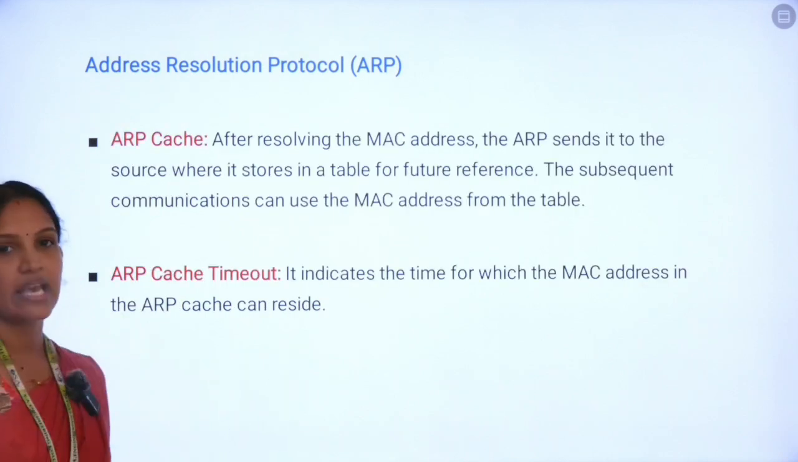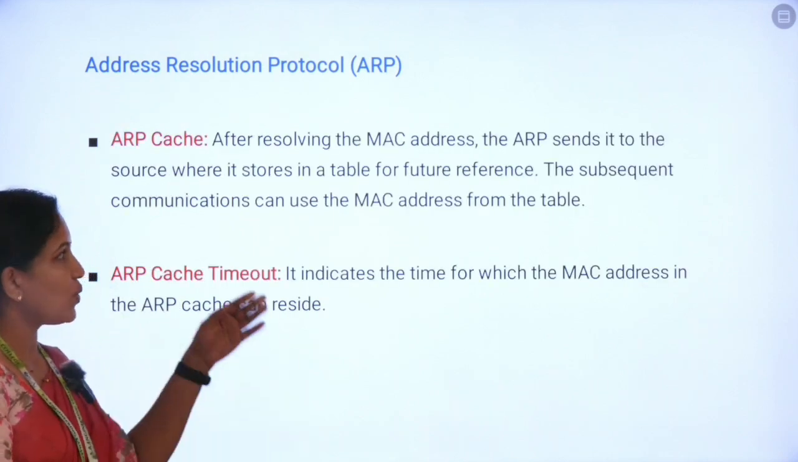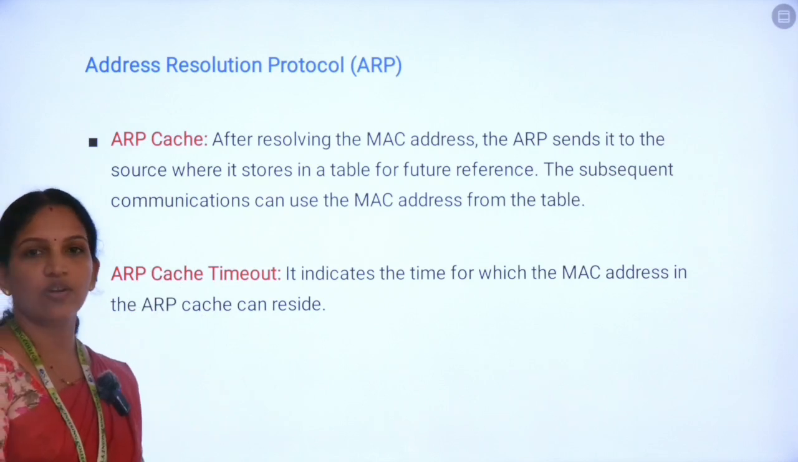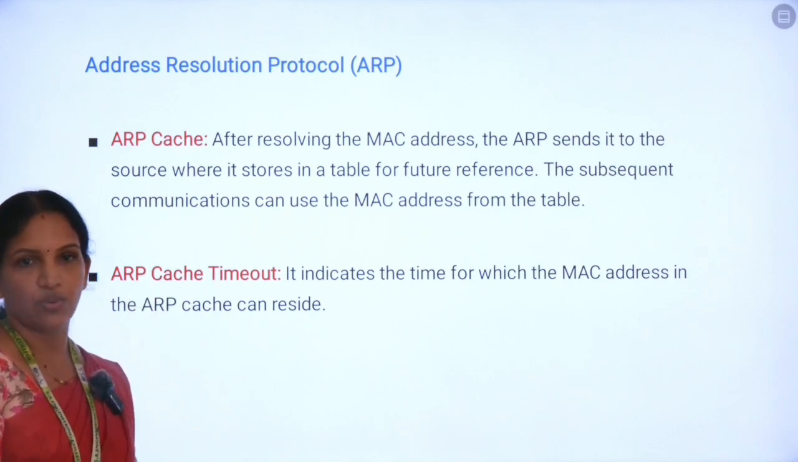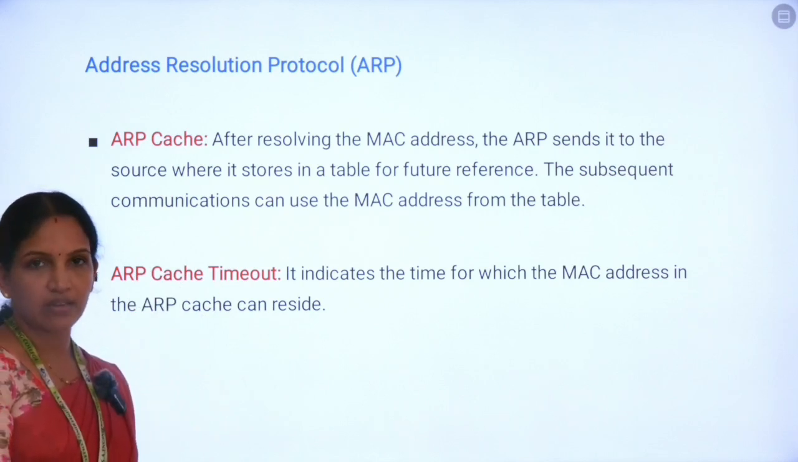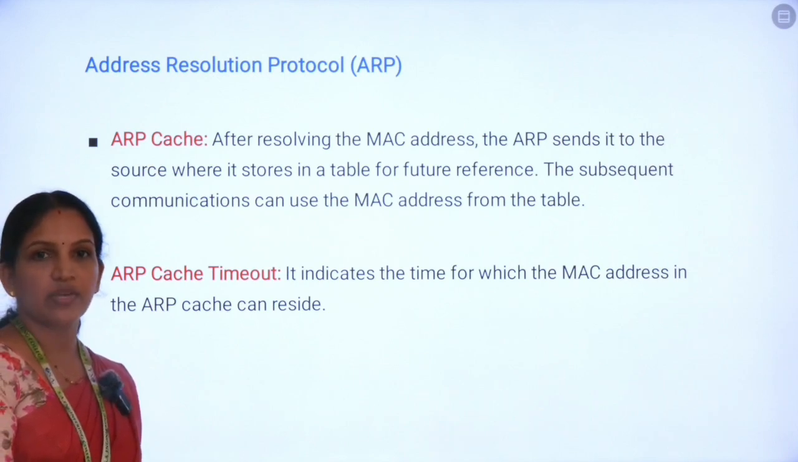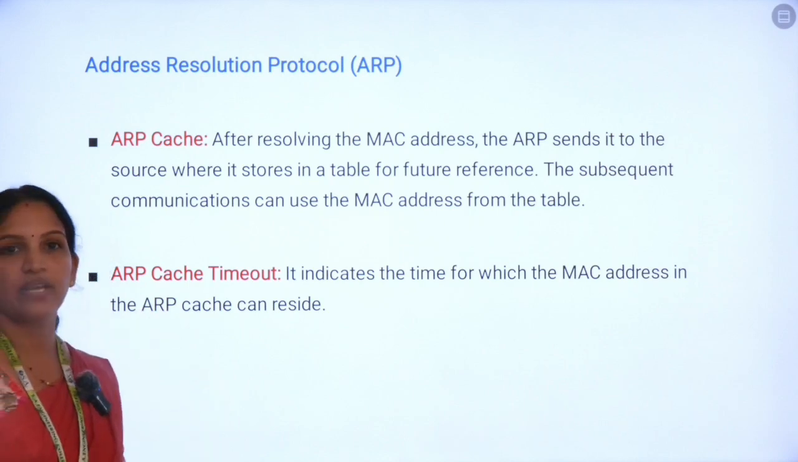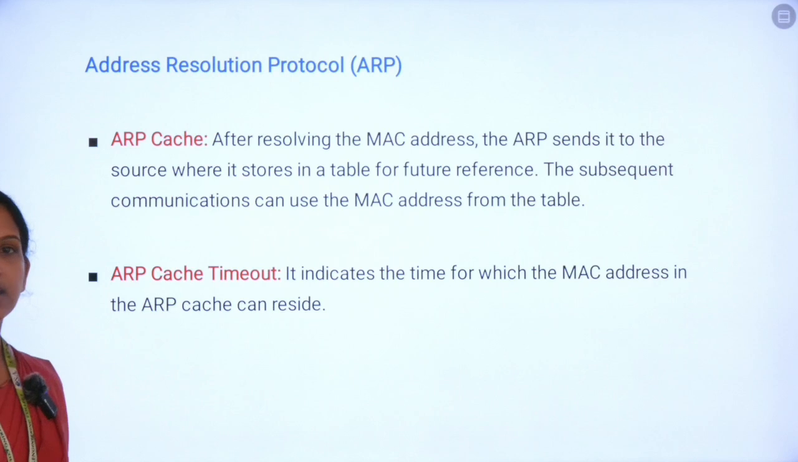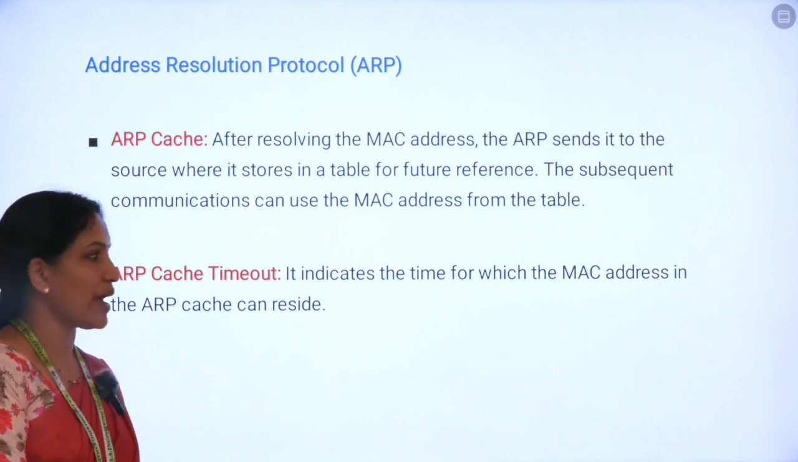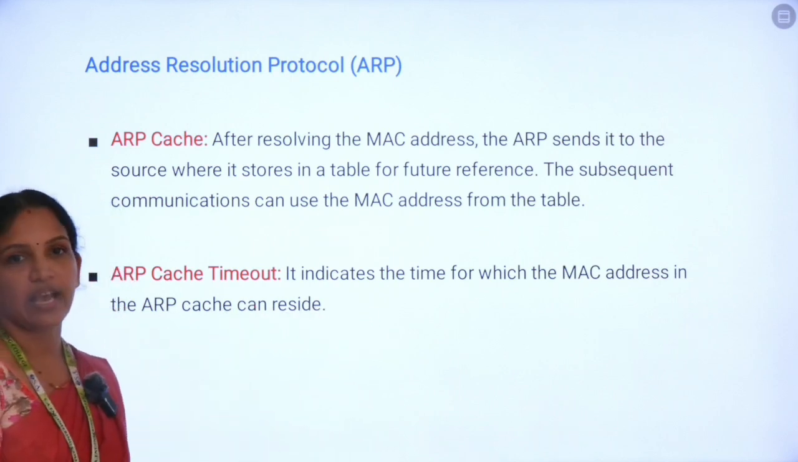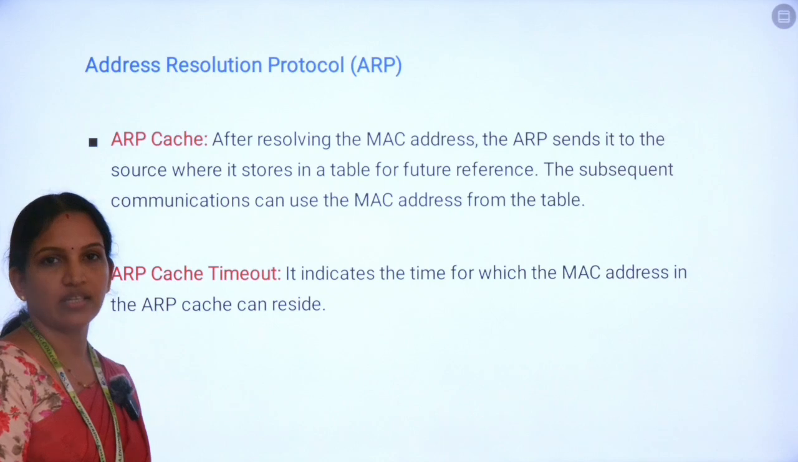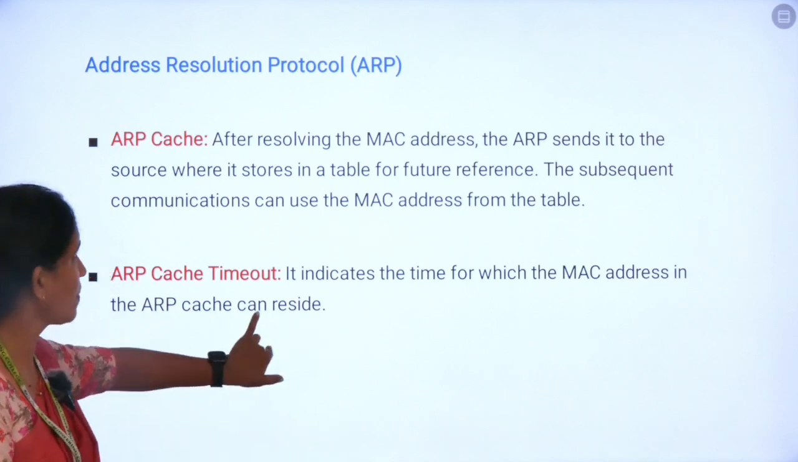First one is ARP cache. It is the place where the resolved MAC addresses are stored. Whenever a MAC address is resolved, that device will store that MAC address in the ARP cache so that it can be used for subsequent communication. Next one is ARP cache timeout. It indicates the time for which a MAC address in an ARP cache can reside. After that it will get removed from the cache.